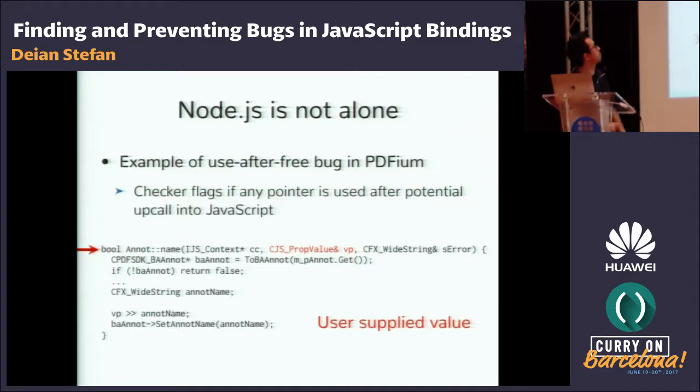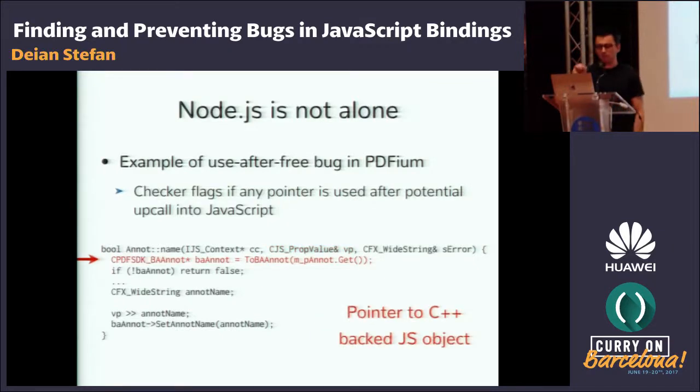So to give you a concrete example, here's the annotation name function, and here what we have is this CJS_PropValue. You don't actually need to understand any of these types, but the thing to understand is that this is a user-supplied value, the same as we had before with a function callback's args. Okay, so when we enter the function, what do we have? Well, we have a pointer to this annotation. This annotation is a C++ pointer, but it's actually backing a JavaScript object.